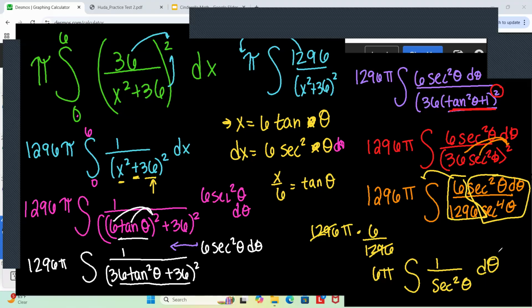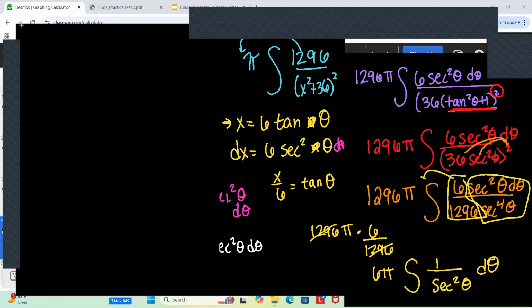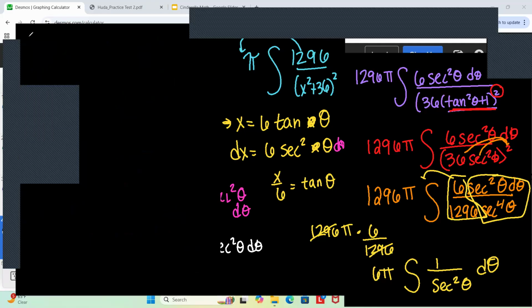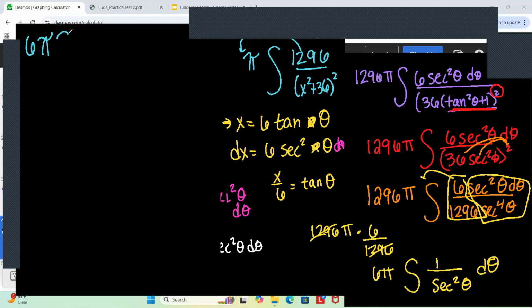All right, I'm going to have to delete. We're down there in yellow. Pause me if you need to. Okay, I'm going to come up to the top in blue. So we have 6 pi integral. What's the reciprocal of secant? Flip that up, that's cos squared.